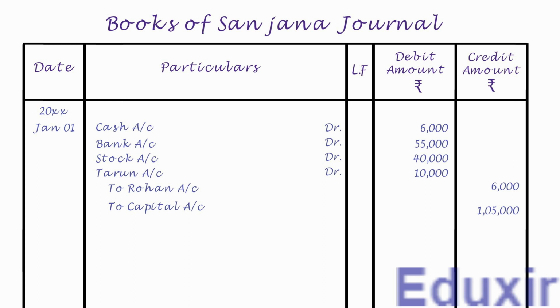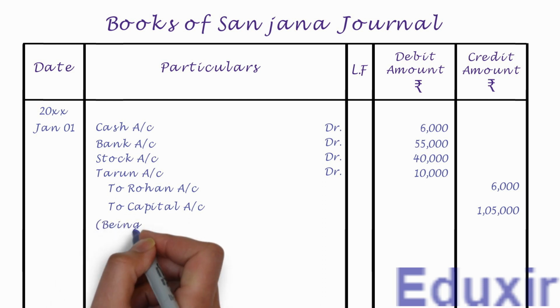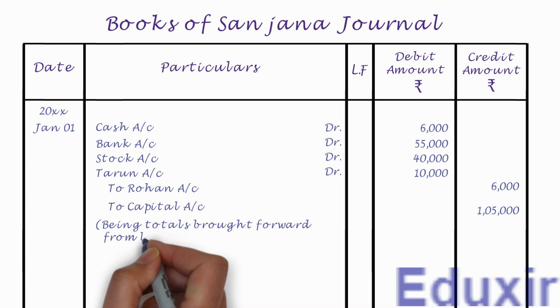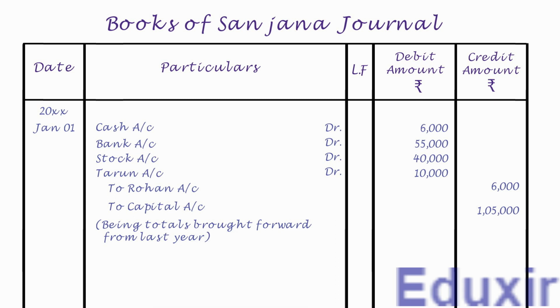Let us also write the narration or description of this transaction, that is, being totals brought forward from last year or last accounting period. Let us now draw a line to mark the completion of generalizing of these transactions. That completes the generalizing of these transactions. Let us now take up the next transaction.